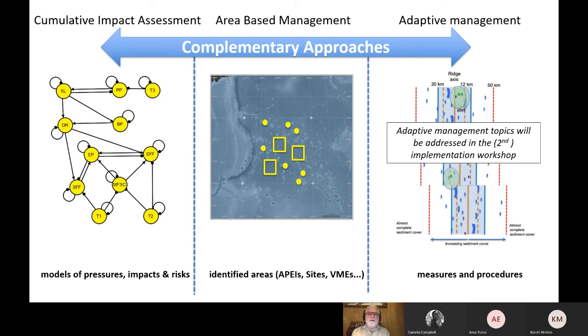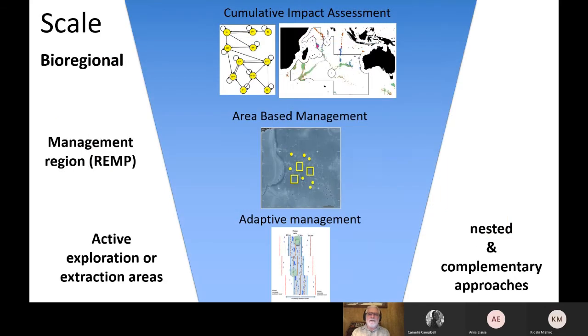All three of these approaches are very complementary, and they work at different scales and they cover different kinds of activities. So in addition to being complementary, the scales that these different tools operate at start out with cumulative impacts at a very broad bioregional scale, with the area-based management tools being implemented mainly at a regional environmental management plan scale. And then adaptive management is really conducted at the exploration or extraction scale. So they're nested and complementary approaches.